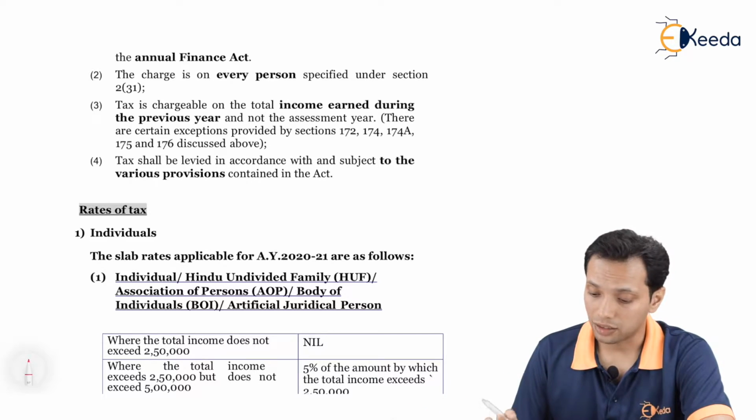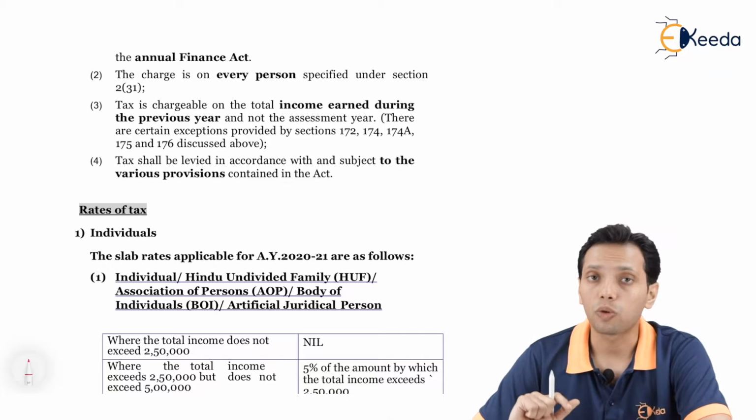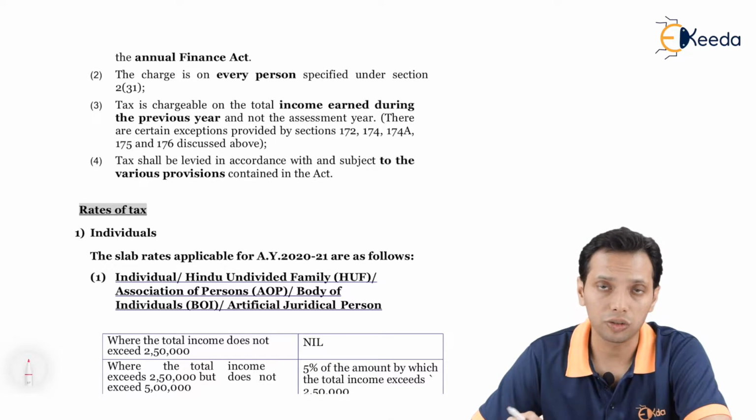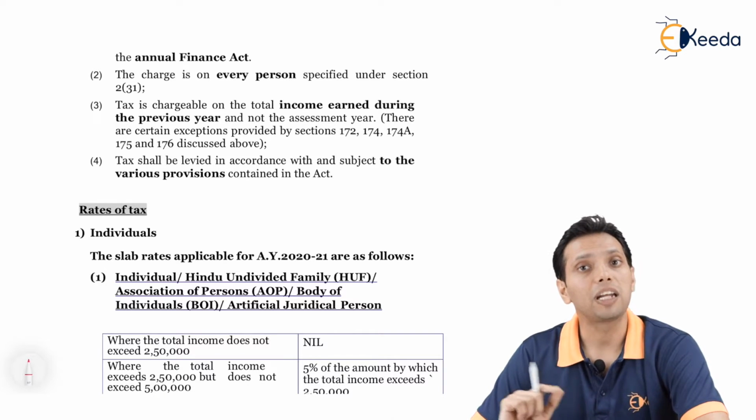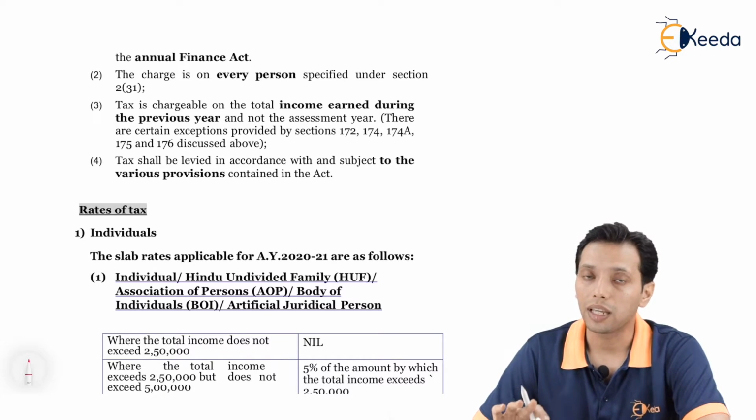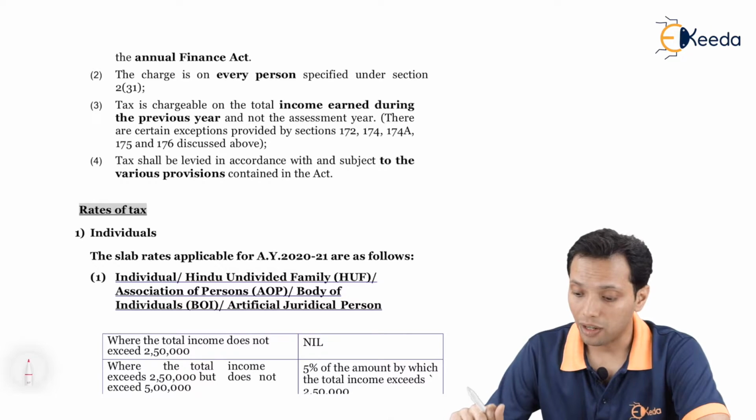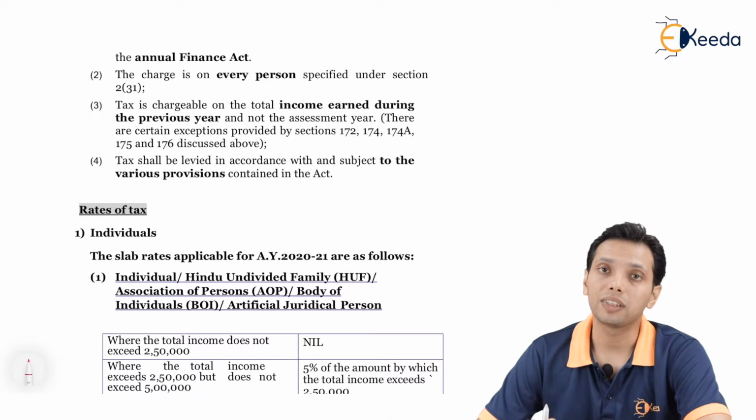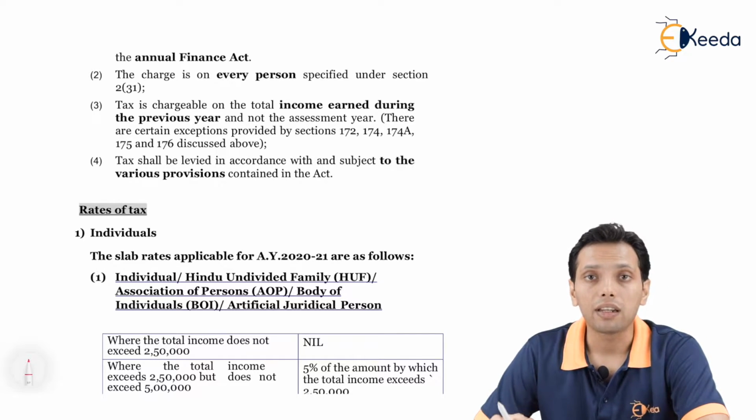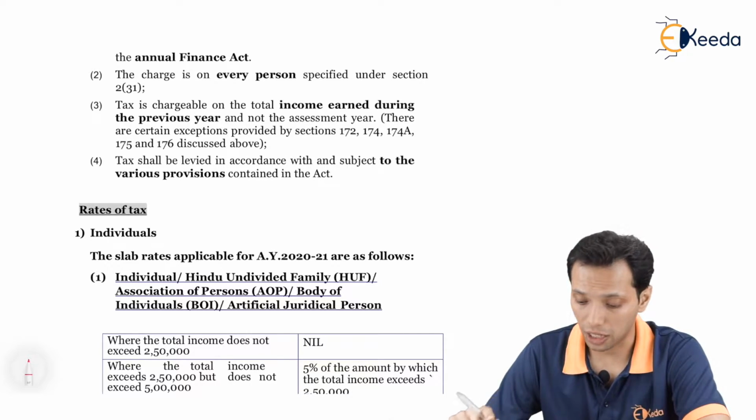The fourth point, tax shall be levied in accordance with and subject to various provisions contained in the Act. So in the provisions contained in the Act, there might be a proviso, there might be an exception, or there might be exemptions. As per section 2 it will be termed as an income, but it might be possible that the same income is exempted as per section 10. So the fourth clause says tax shall be levied in accordance with and subject to various provisions contained in the Act. It may be possible that income is totally exempt, and it may be possible that it is partly exempt. So this was the charging section, which is section 4.